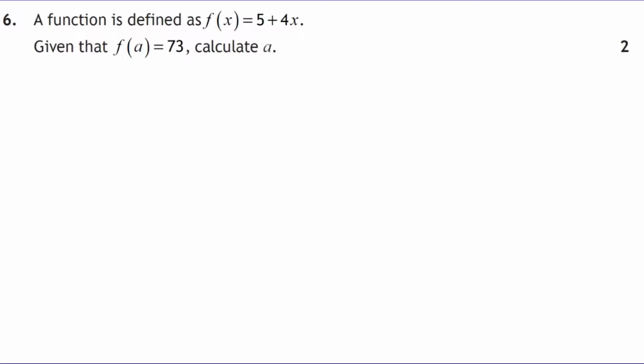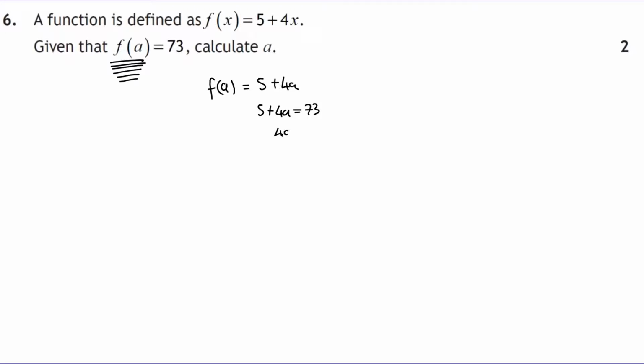Question 6, a function is defined as f of x equals 5 plus 4x. Given that f of a equals 73, calculate a. If f of x equals 5 plus 4x, f of a is going to be 5 plus 4a. We're just taking the term within the bracket in the function notation and substituting it in wherever we have an x value. So f of a is 5 plus 4a, and it's telling us here that f of a is equal to 73. So essentially we're replacing this with 73 to get 5 plus 4a equals 73.